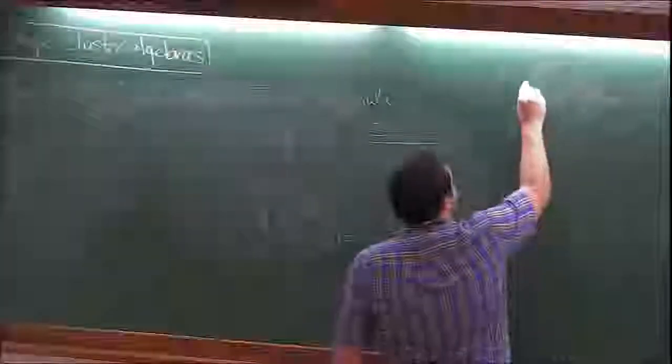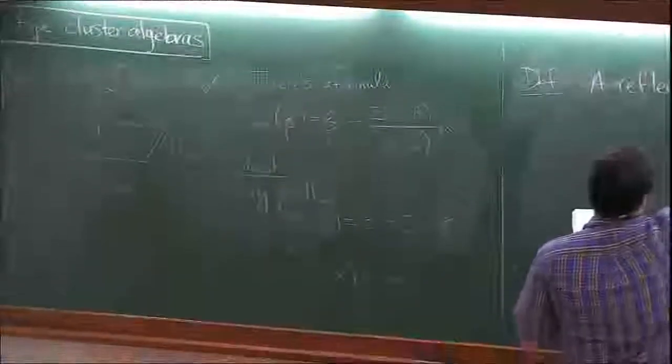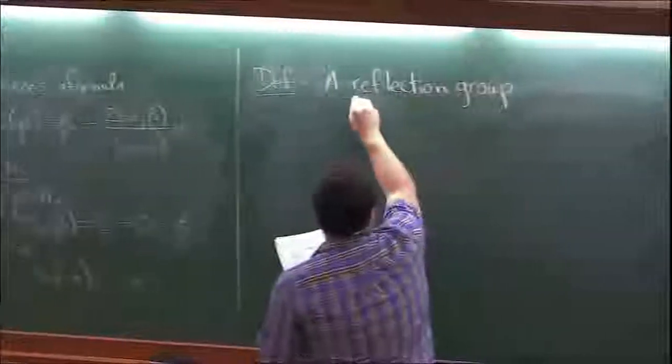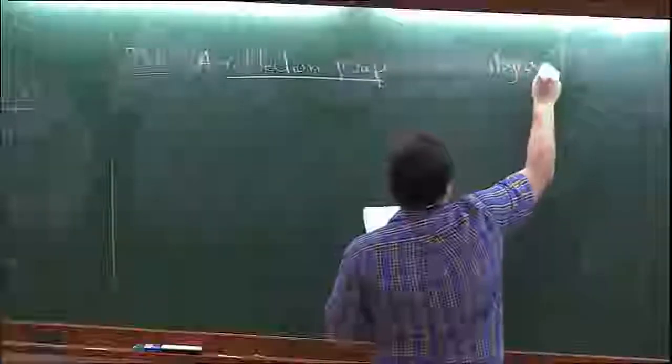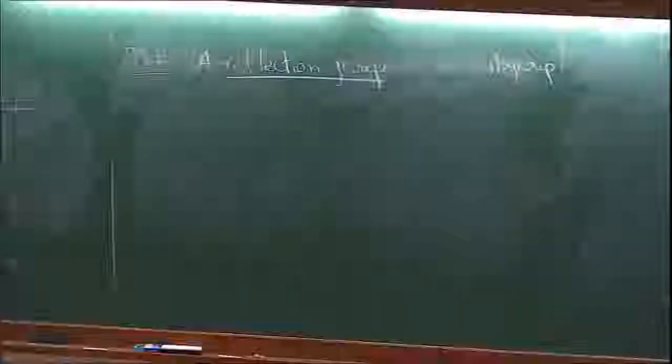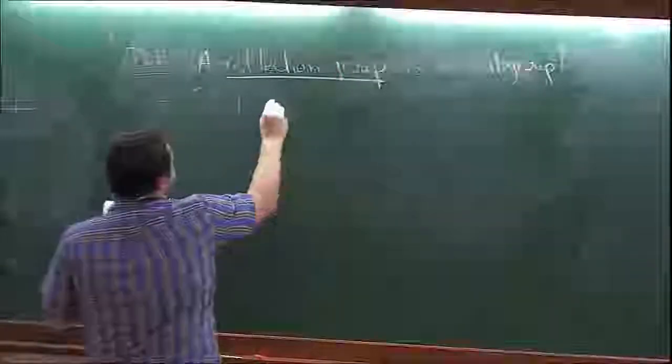So definition: a reflection group is a subgroup of the group of orthogonal transformations generated by reflections.